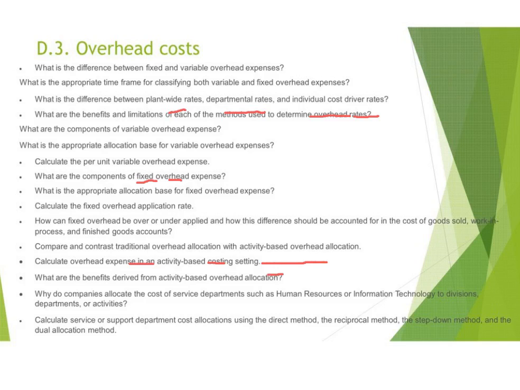What are the ways companies allocate service departments, human resources, and so on, activities to the different products? Calculate service and support department costs using the direct method, the reciprocal method, and the step down.